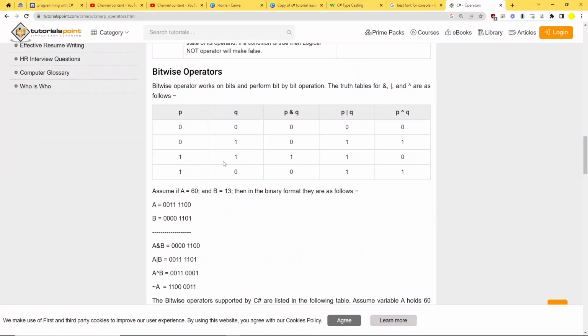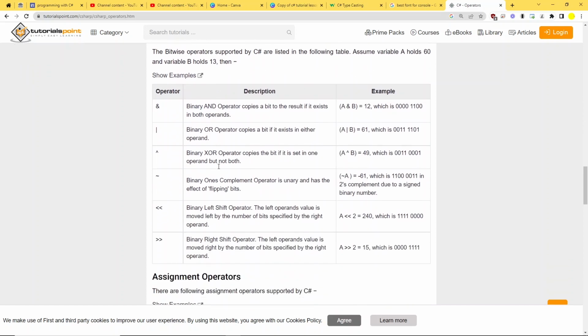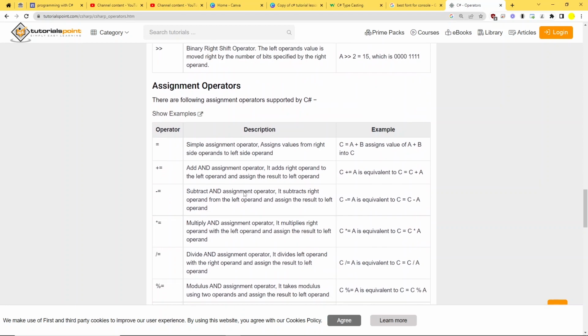Bitwise operations, don't worry about those. You don't need to know them. This one, you don't need to know either. Don't worry about that.